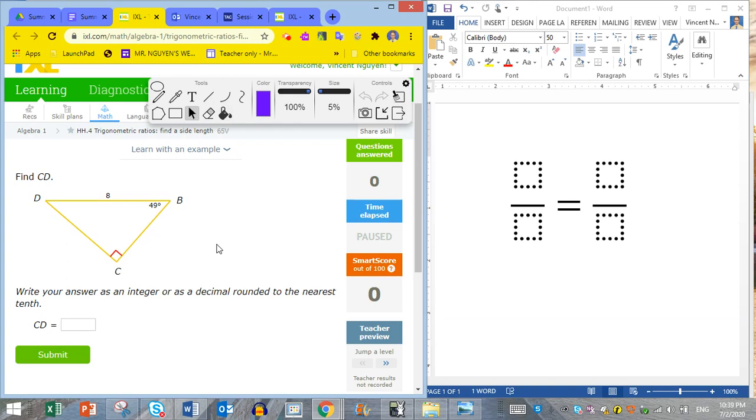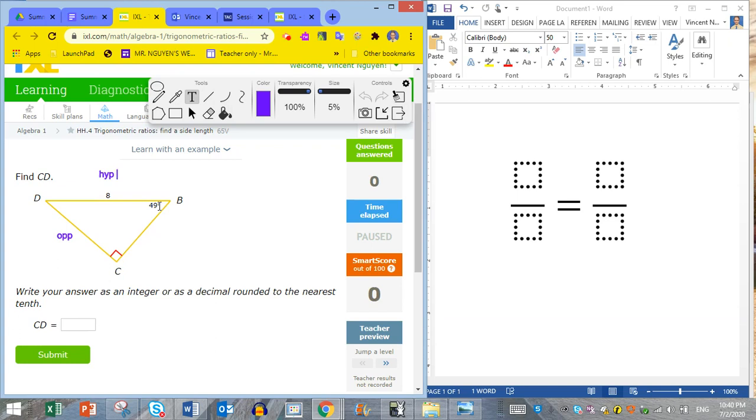For the first problem, if you observe the given information real quick, they're asking us to find CD. So CD is this leg over here, the long leg. The angle that is given to us is angle B, and CD is right opposite of that angle. So I would treat this as my opposite side. And then another side is given to me. This side is the hypotenuse, and that's 8.